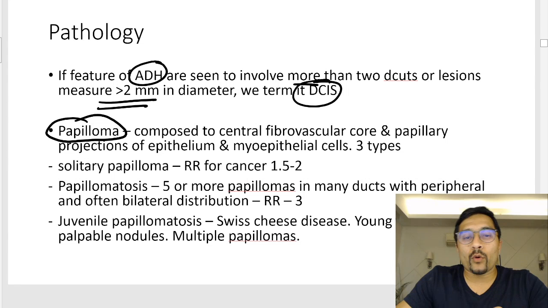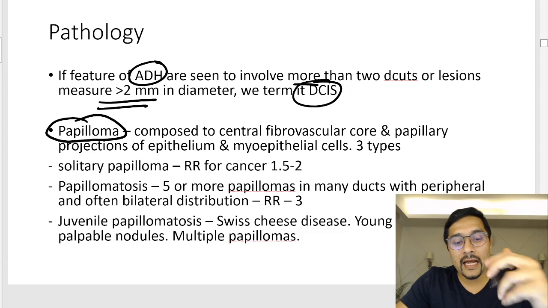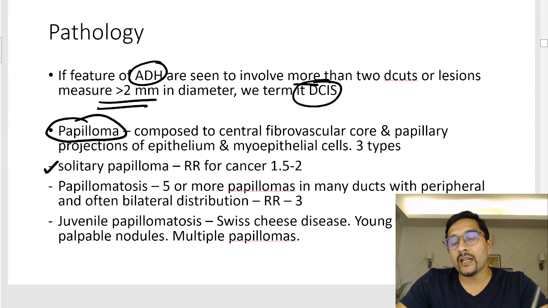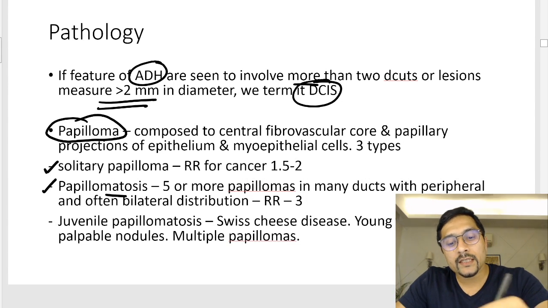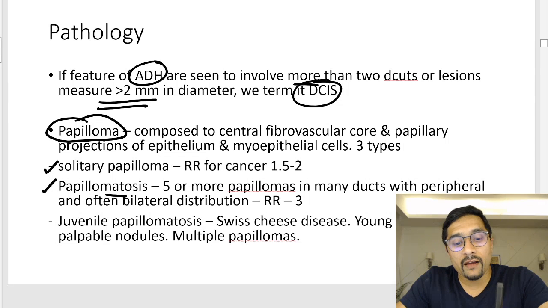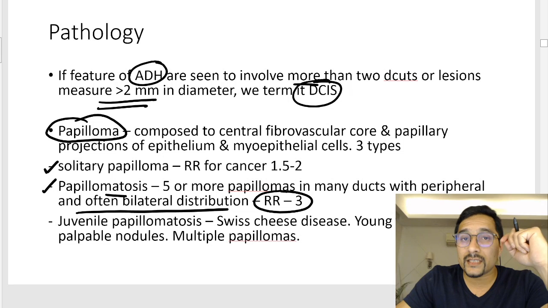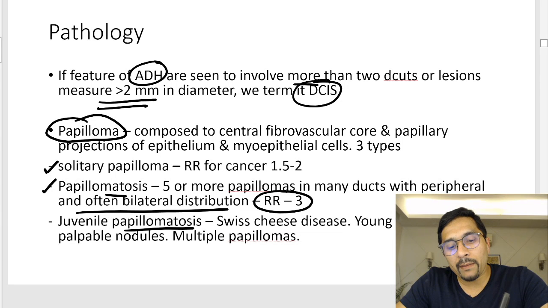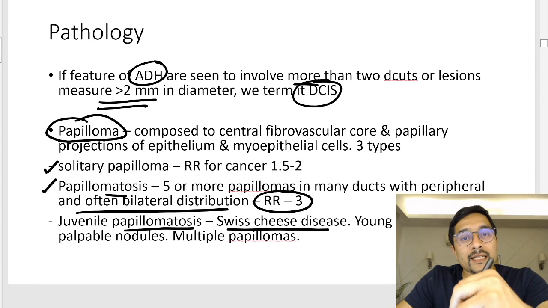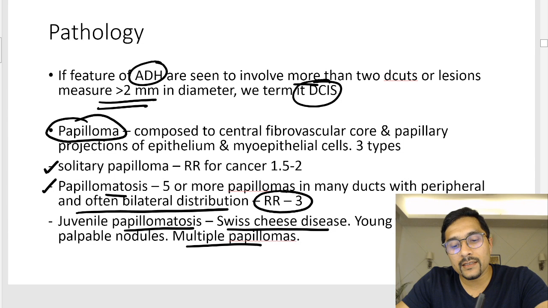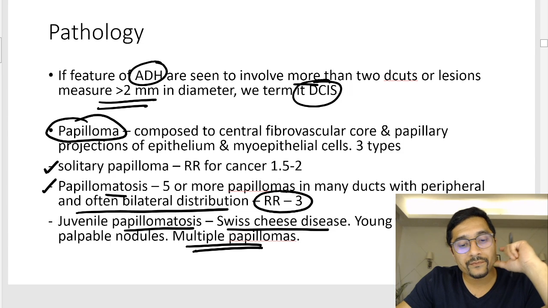Papilloma is composed of a central fibrovascular core and papillary projections of epithelium and myoepithelial cells, and it is of 3 types. You can have a solitary papilloma, where the relative risk of cancer is 1.5 to 2%. Papillomatosis, where there are 5 or more papillomas with peripheral or bilateral distribution, the relative risk of cancer is 3. And juvenile papillomatosis, which is Swiss cheese disease seen in young ladies, here also multiple papillomas are there.